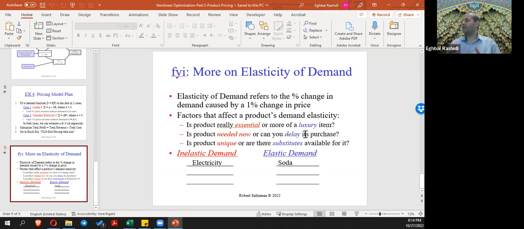So items that are necessary, they are not luxury, they are essential, they need it right now, and they don't have any substitutes, they are unique. For example, Pepsi is not needed. I don't think you would need Pepsi, and it actually has substitutes, and you don't really need it right away. I hope so, and it can be delayed.